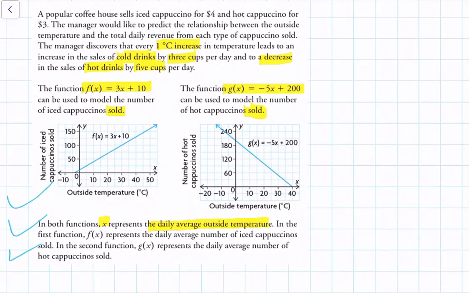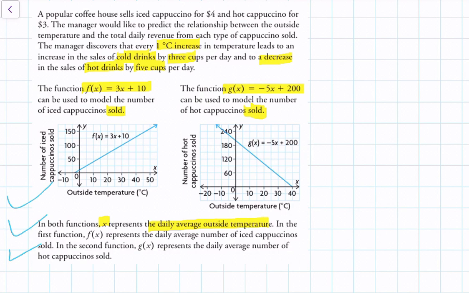A popular coffee house sells iced cappuccino for $4 and hot cappuccino for $3. The manager would like to predict the relationship between the outside temperature and the total daily revenue from each type of cappuccino sold. The manager discovers that for every 1 degree Celsius increase in temperature, there is an increase in the sales of iced drinks by 3 cups per day, and a decrease in the sales of hot drinks by 5 cups per day. So the function f of x is equal to 3x plus 10 can be used to model the number of iced cappuccinos sold, and the function g of x is equal to negative 5x plus 200 can be used to model the number of hot cappuccinos sold.